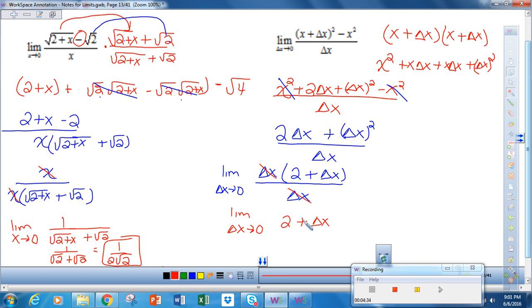And the limit as delta x approaches 0, well, this goes to 0, and I'm left with just 2. Beautiful, isn't it? I think it's quite eloquent.